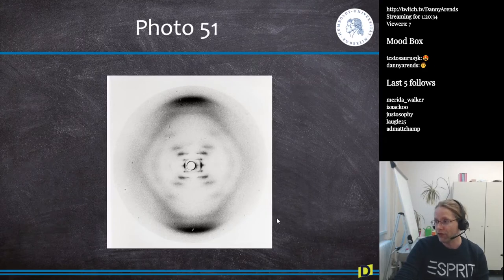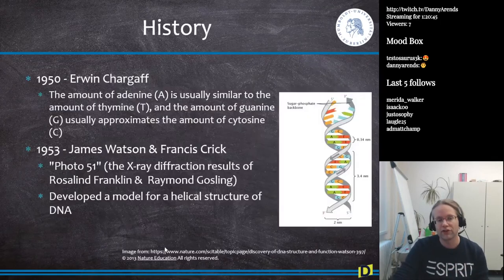So this was the photo, combined with the knowledge of having equal amounts of A's and T's and C's and G's, that actually led James Watson and Francis Crick. So James Watson, Francis Crick, indeed, not the other way around. I always say James Crick and Francis Watson, which is wrong. But Rosalind Franklin and Raymond Gosling actually made the photo.